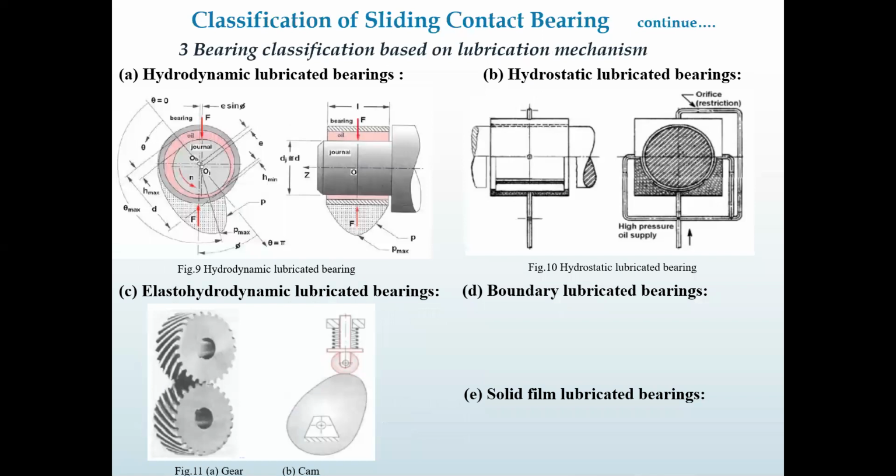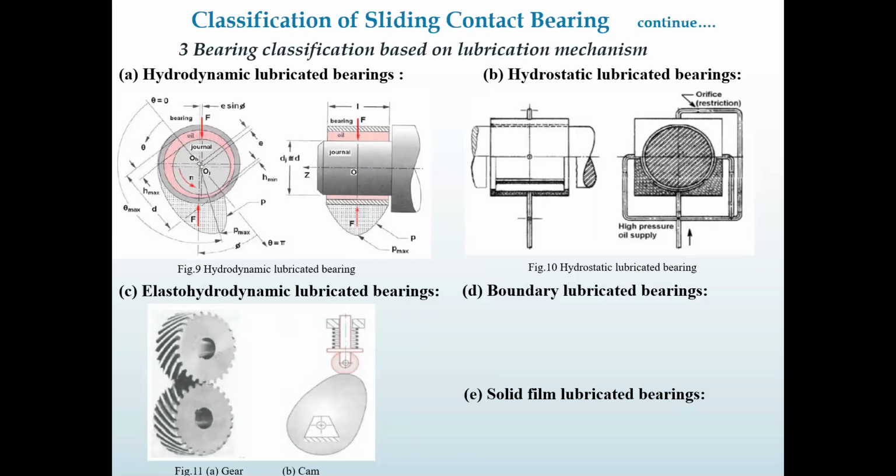Next, the basic classification based on the lubrication mechanism. First one is hydrodynamic lubrication. Second one is hydrostatic lubrication. Third one is elastohydrodynamic lubrication. Next one is boundary lubricated bearings, and last one is solid film bearing.